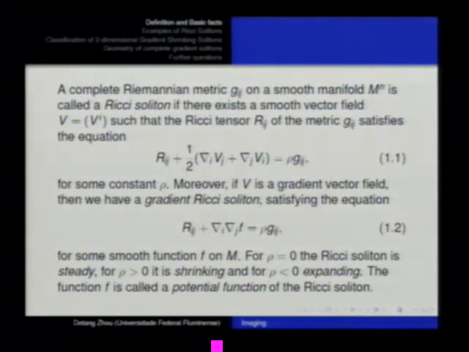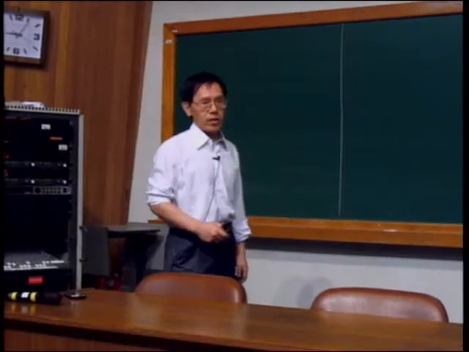And we have three cases. If rho is 0, we call the soliton steady. If rho is positive, we call it shrinking. And if rho is negative, we call it expanding. In the special case, if f is constant, this is 0, and this is just the Einstein metric.